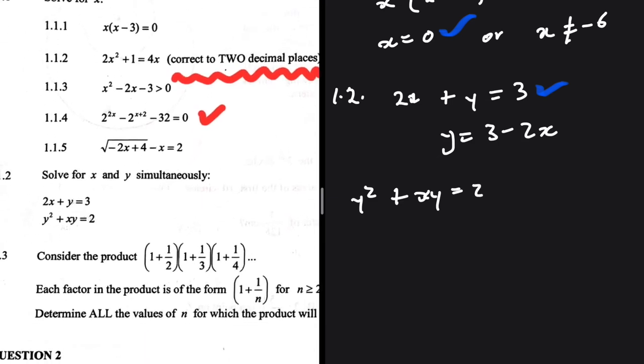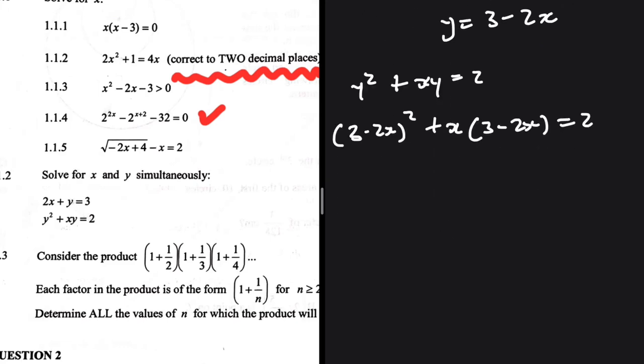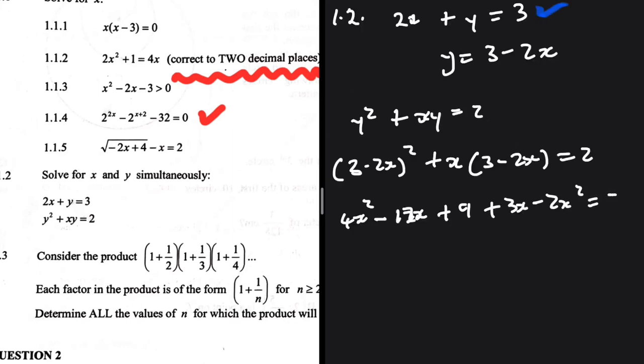And then in place of y, we substitute 3 minus 2x. We square that, plus x times 3 minus 2x is equal to 2. So let's solve 3 minus 2x squared. This will give us 4x squared, minus 2x multiplied by 3, that is minus 6x. We multiply that by 2, minus 12x, plus 9, plus 3x minus 2x squared. And this is all equal to 2.